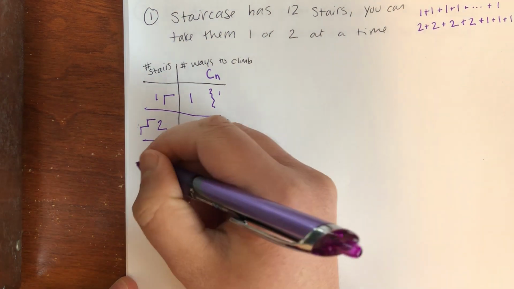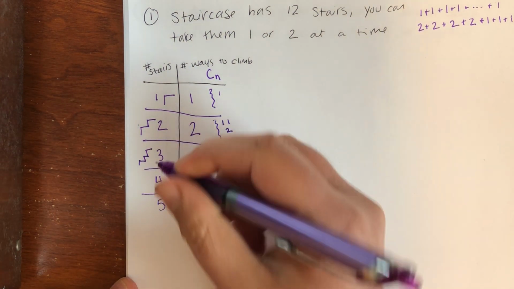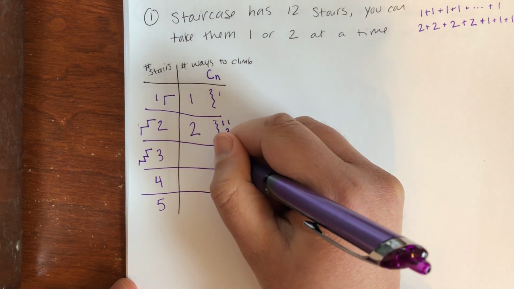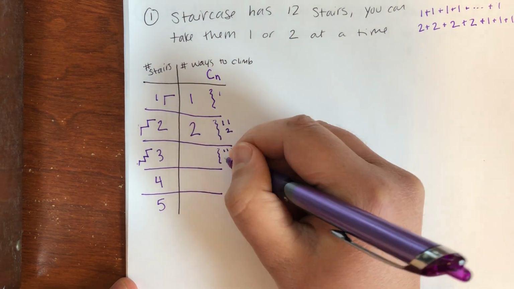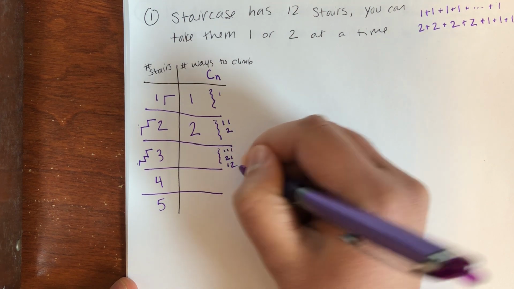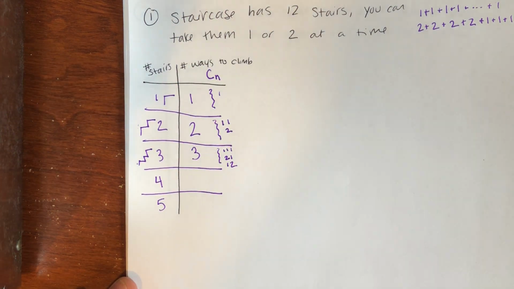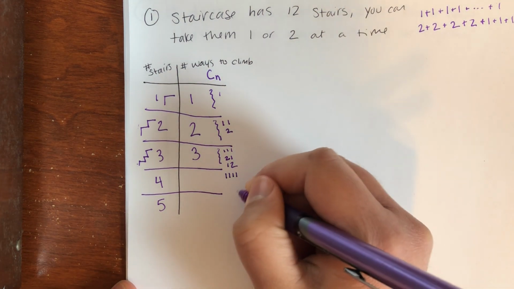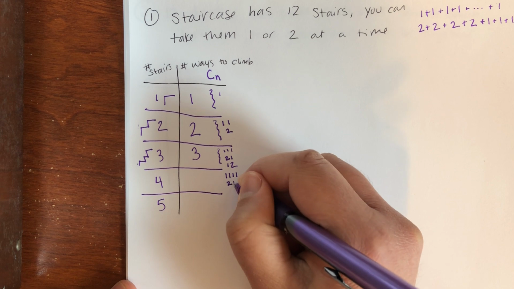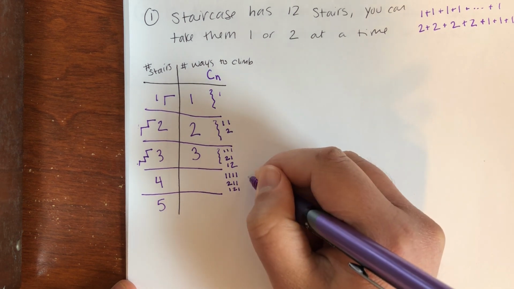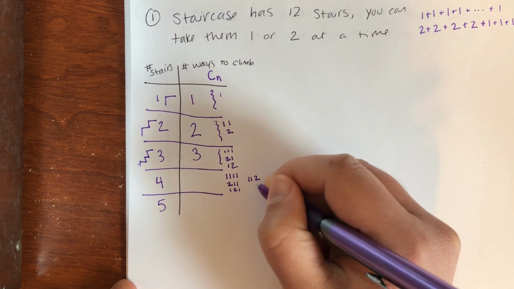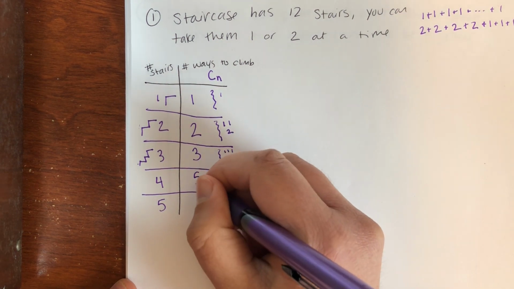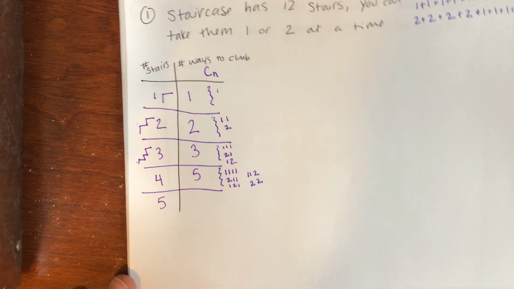If your staircase has 3 stairs, this is where it starts to get a little more complicated. You can either take them 1 at a time, 1, 1, 1, or you could take 2 stairs and then the last stair, 2, 1, or 1, 2. So there's 3 ways to take 3 stairs. For 4 stairs, we could either do 1, 1, 1, 1, or we could do 2, 1, 1, 1, 2, 1, 1, 1, 2, or we could do 2 stairs and then another 2 stairs. Right, so there's 5 ways to go up 4 stairs.